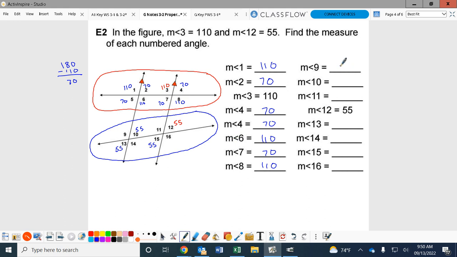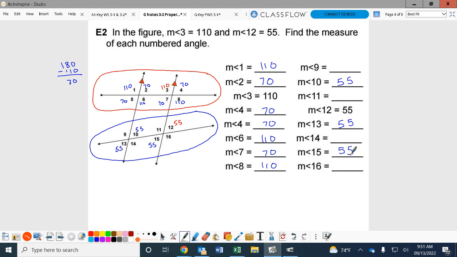For 13, I'm going to put 55. For 10, I'm going to put 55. And for 12, I'm going to put, oh no, that's already there. Which one did I miss? 15. Thank you. 15, 55. There we go. I want to put them all there so I don't mix it up when I go to write them in. I know all 4 of the other answers are going to be the same thing.